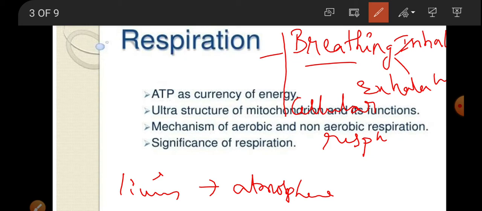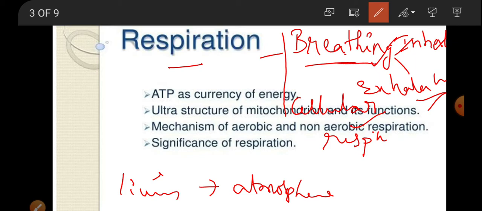Understand very clearly, children. Respiration is a two-step process where the first step is breathing, followed by cellular respiration, and breathing again has two different steps. One is inhalation, where the intake of gases takes place into the body, followed by exhalation, the release of impure gases like carbon dioxide, which is exhaled from the body.